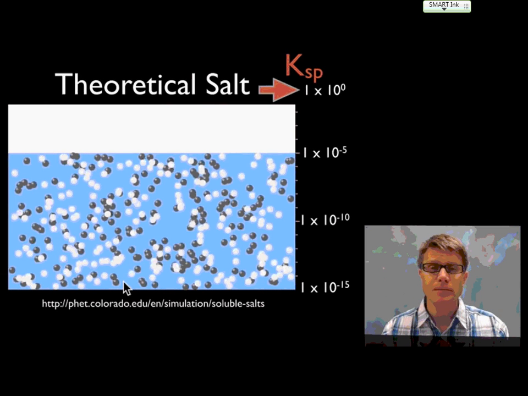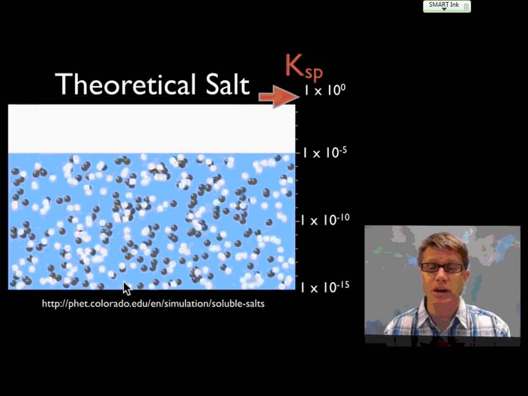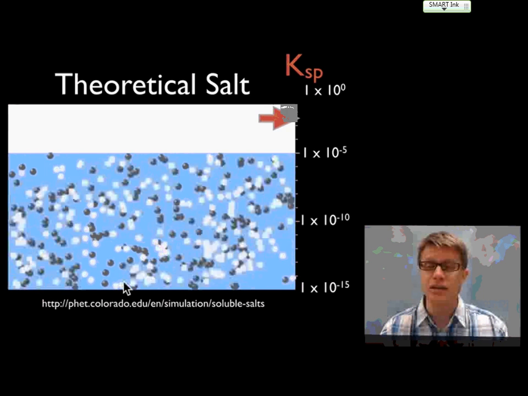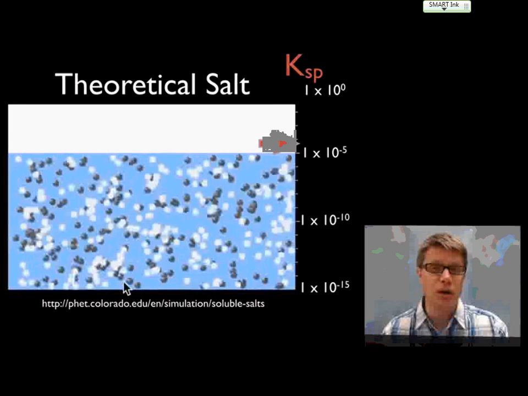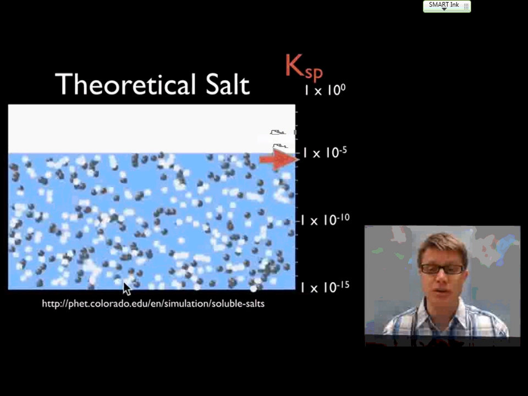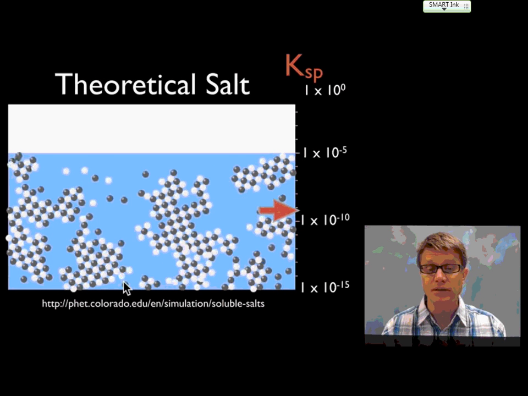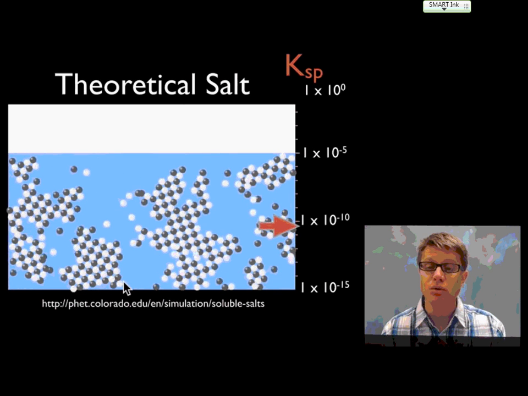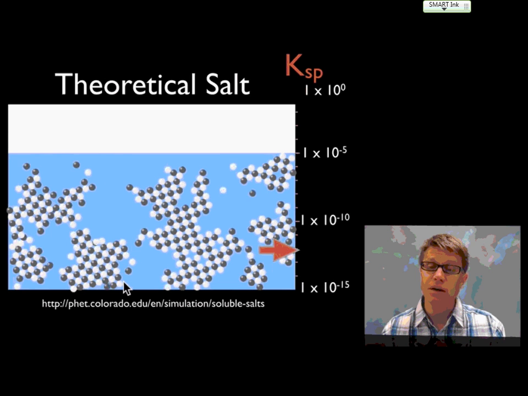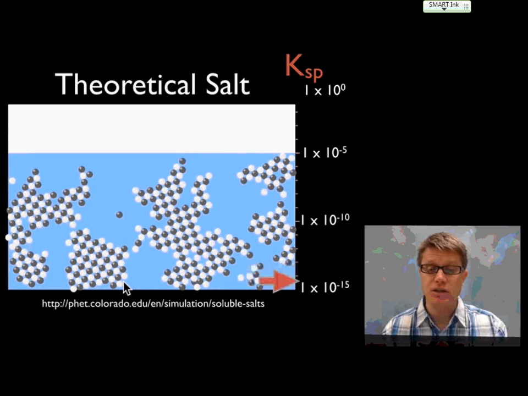And so the neat thing about this simulation is you can play around with the Ksp values. Now I've got a theoretical salt with cations and anions, and I'm simply going to lower the Ksp value. You can see as I lower it, it's starting to move back more towards the left. It's moving back more towards that solid form. So if you have a really low Ksp value, it's going to be shifted towards the left.